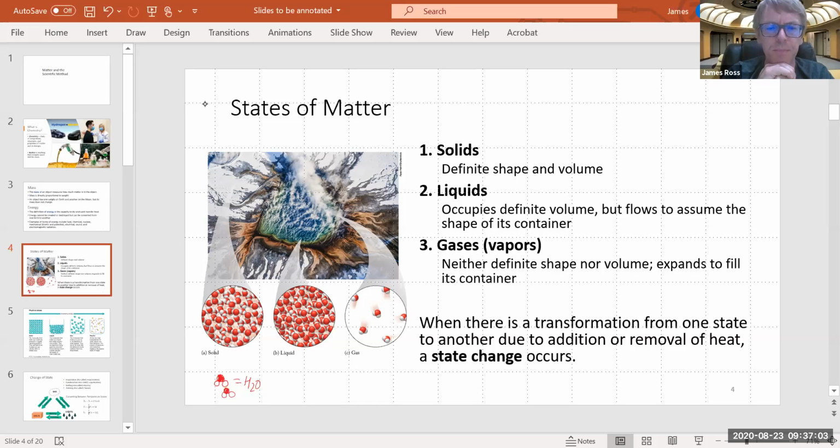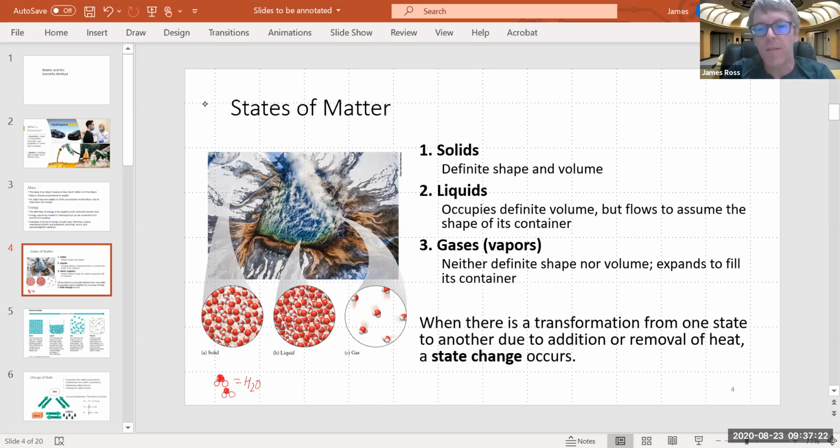And then look at the contrast with the gas. So large separations. This streaky effect here is supposed to represent motion. So the gas molecules are moving at high velocities.